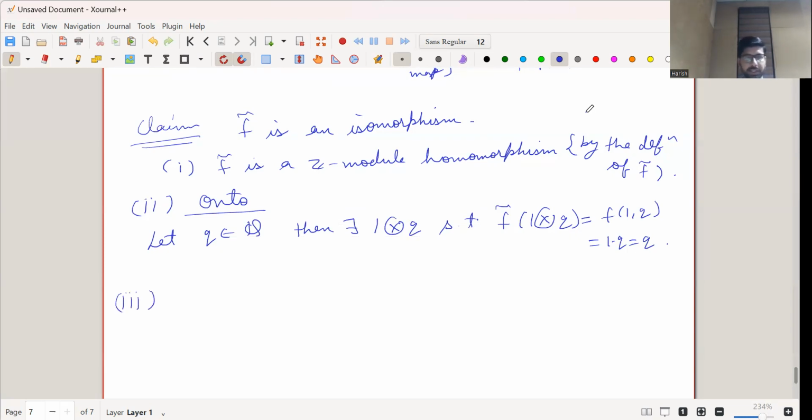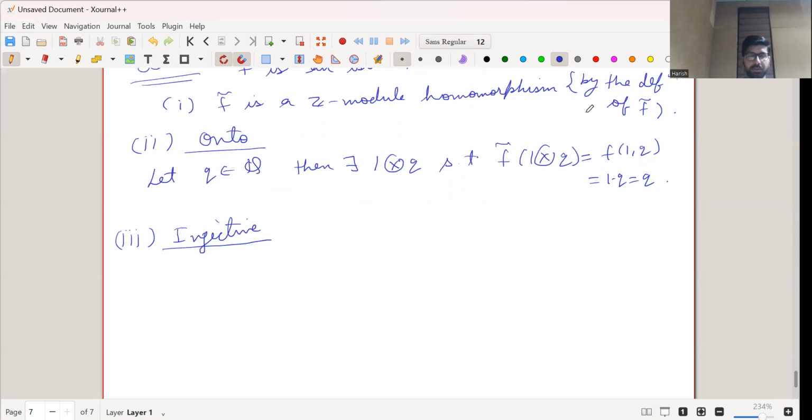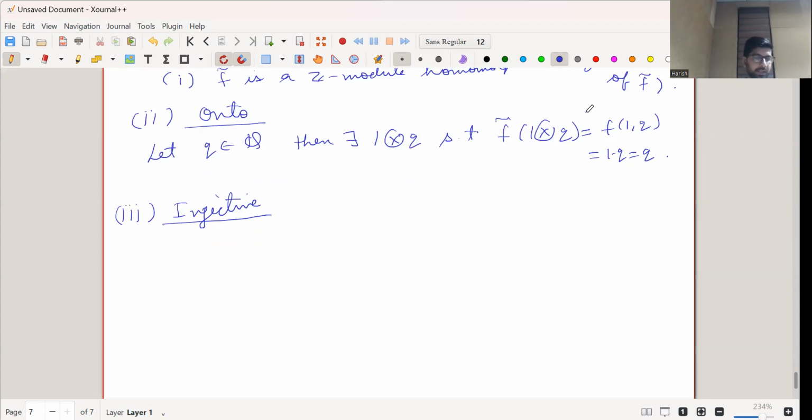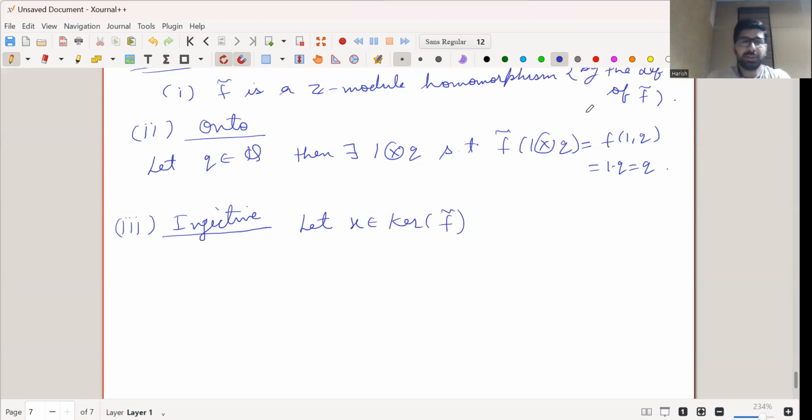The only thing we need to check now is injectivity. If we can show that it is injective, then the tensor product of Q tensor with Q over Z is Q. Injectivity is the crucial part, and the same trick we will be using again and again, so just notice it once and then you will be familiar with it. Say x belongs to the kernel of F delta. We need to show that the kernel is 0.